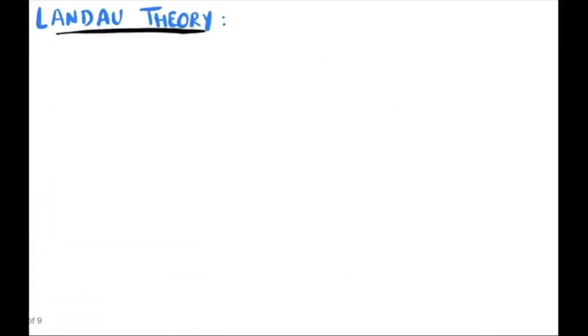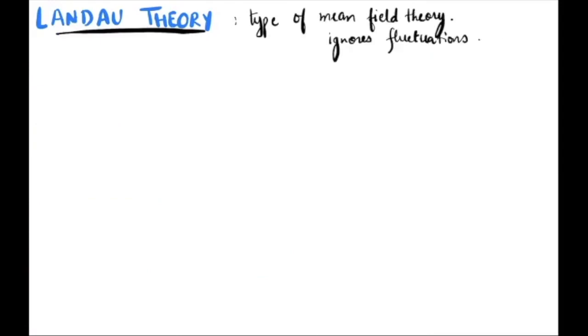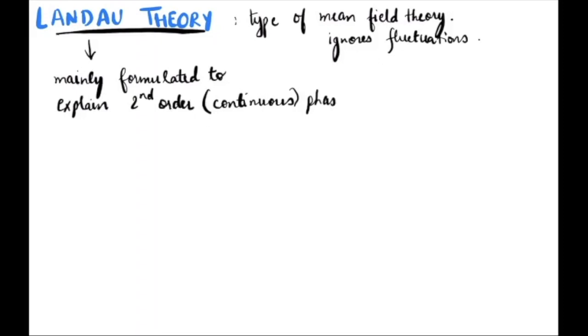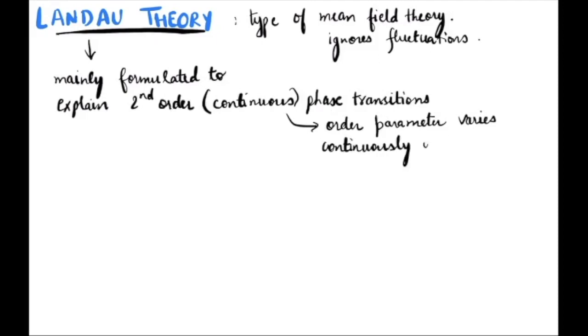So now let us try to understand Landau theory as well. Landau theory is also a type of mean field theory. It ignores the fluctuations in the system, and it was mainly formulated to explain continuous transitions. But we'll see that it can also accommodate discontinuous transitions as well. A continuous transition essentially means that the order parameter varies continuously with the temperature.